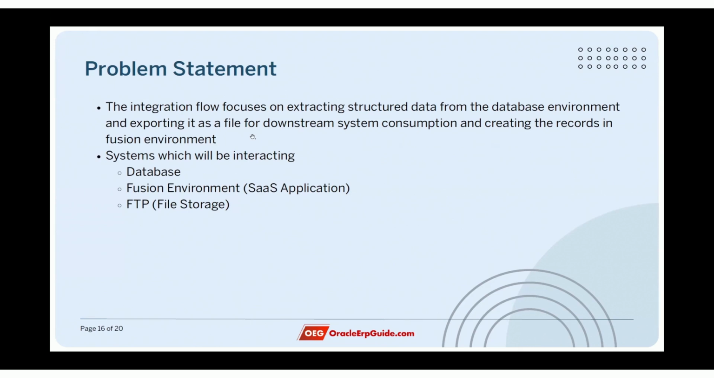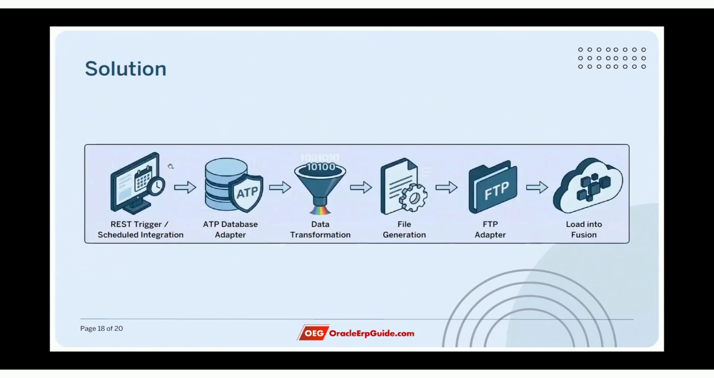So which systems will be interacting? The database is going to be one system, the Fusion environment, the SaaS application, is going to be the second system, and the FTP file storage server is going to be another system. So in our scenario, three systems are going to be interacting with each other. So how will the solution be done?